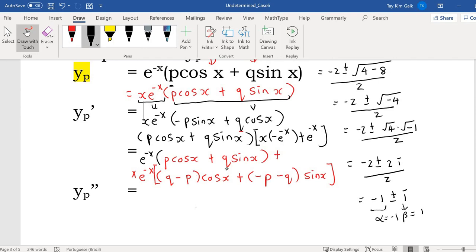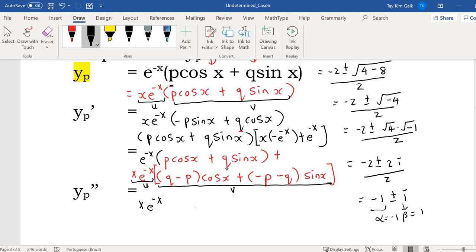Okay, again, when you differentiate it a second time, in order to differentiate u, you need the product rule again. This is the v. So you want u v prime. You copy down u first, which is x exponent negative x.